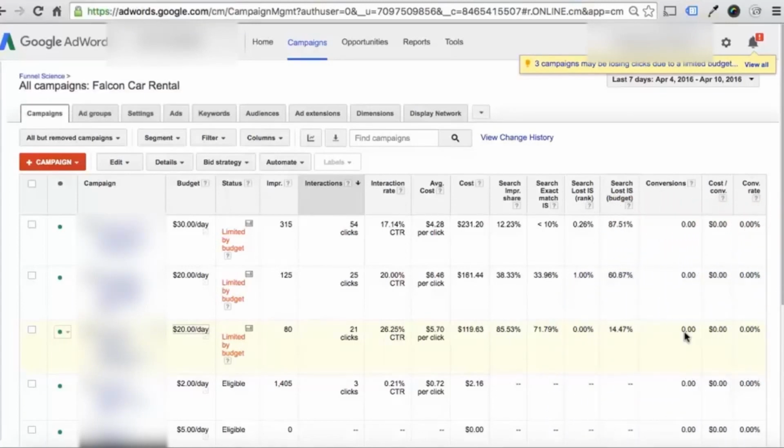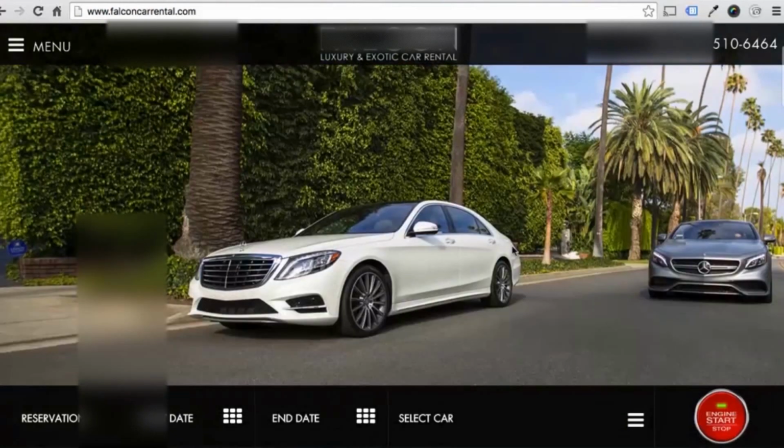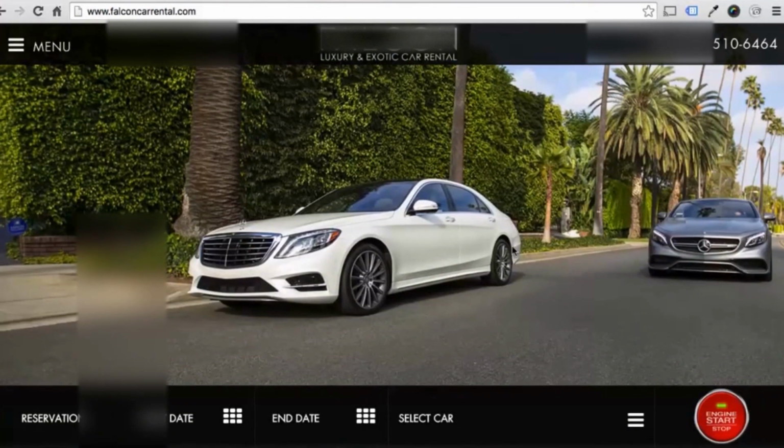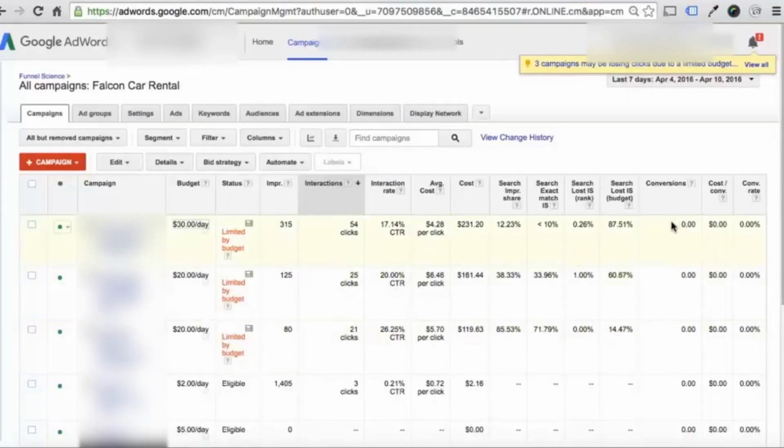So the first thing that stands out is you're not tracking conversions. So that's extremely important. In this case, there's 2 things that we're looking for primarily as the conversion. The first is if they complete an online reservation. That's the most important goal. Second, if they don't complete an online reservation, we want them to call the business. So that's what we should be tracking as conversions. Those are the most important metrics that we should be looking at in AdWords.